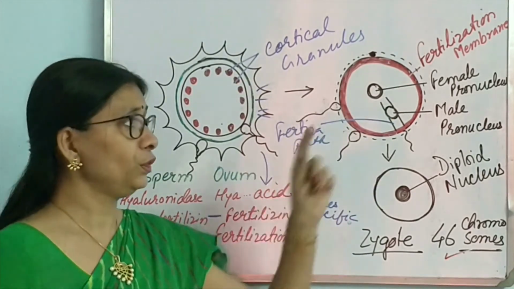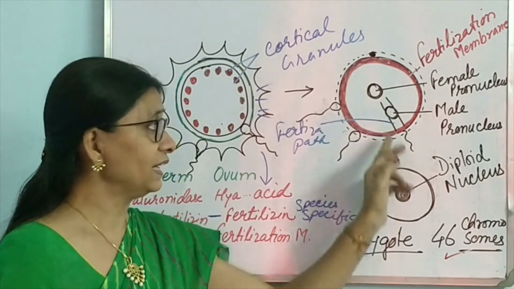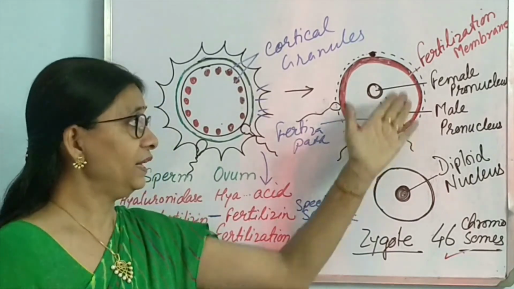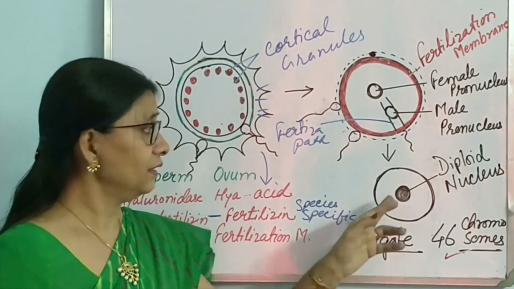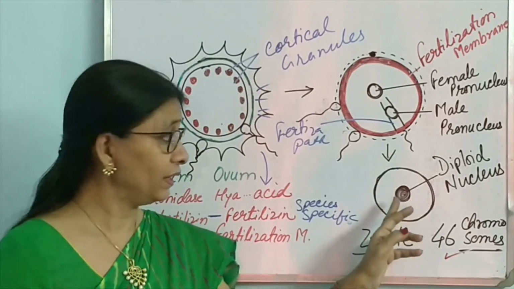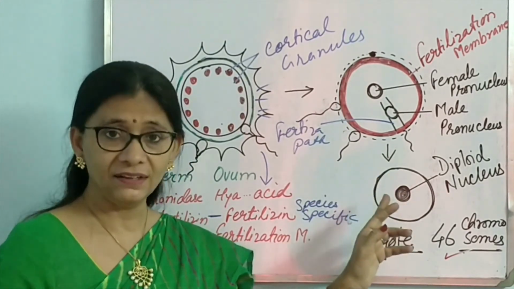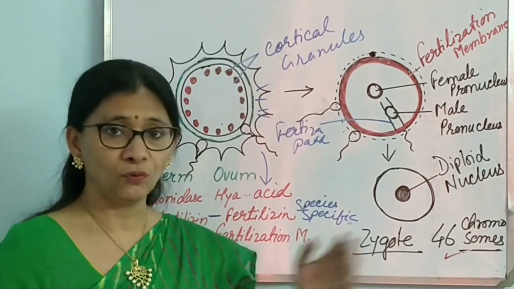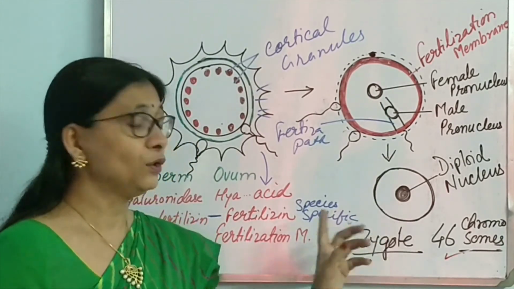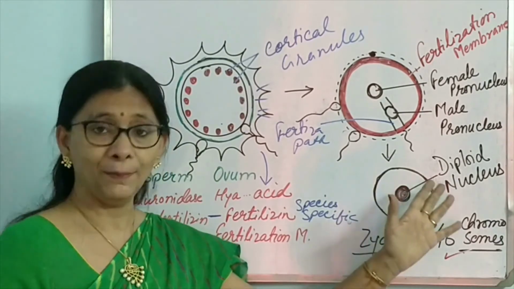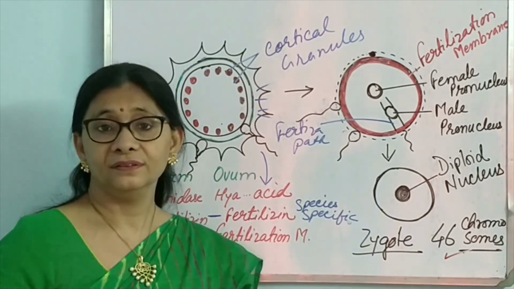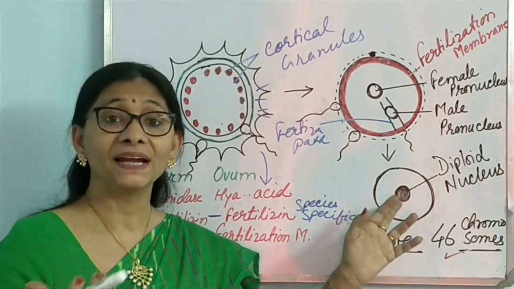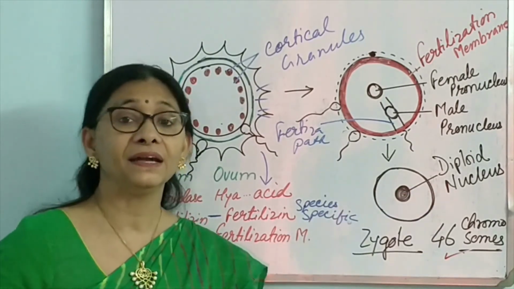So we have the male pronucleus, we have the female pronucleus, there is a fertilization path already made, and now union takes place between these two nuclei, and a diploid nucleus is formed, a diploid cell is created, which is the first cell of this entity. This is known as zygote. It has 46 chromosomes. When the zygote is formed, when the union happens between these two nuclei, at that time the female is said to be pregnant. This is the onset of pregnancy, when fertilization has taken place.